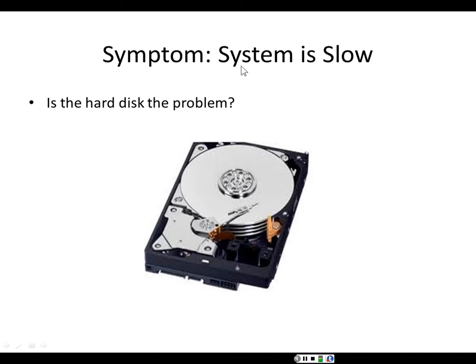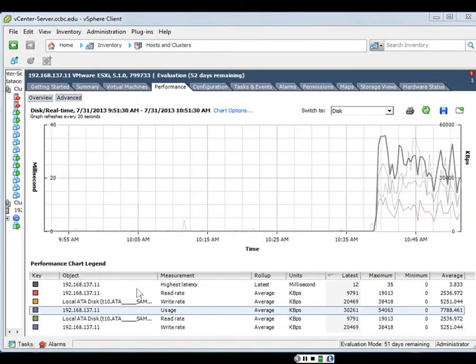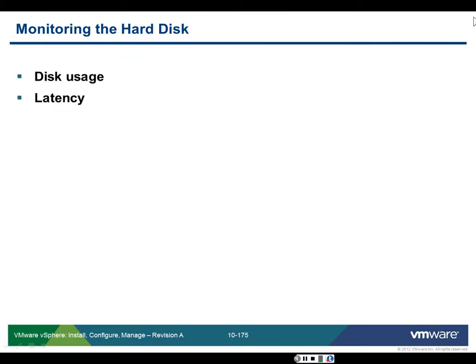Suppose the user still says that the system is slow. Well, now we have to ask the question, is the problem the hard disk? And to view hard disk utilization, we select our drop down and we select disk, and this shows our overall amount of disk utilization. Now, what you can do to monitor the hard disk is to measure disk utilization or to measure latency.